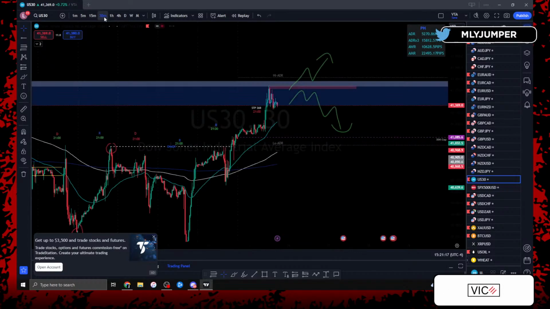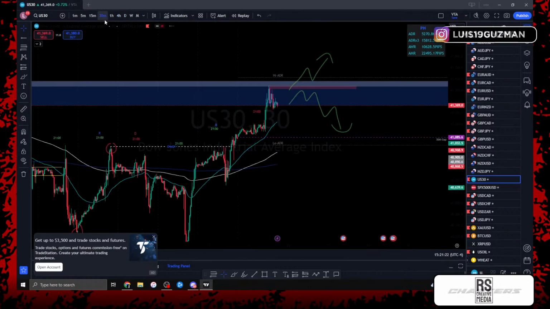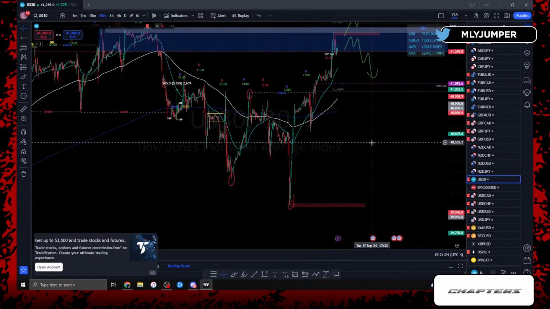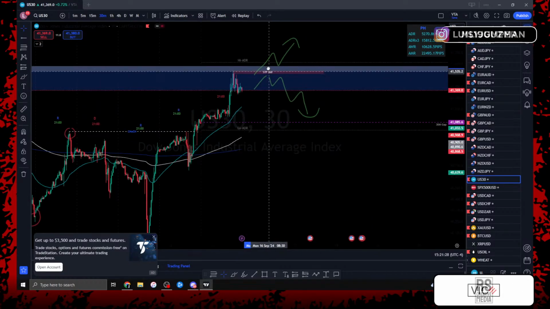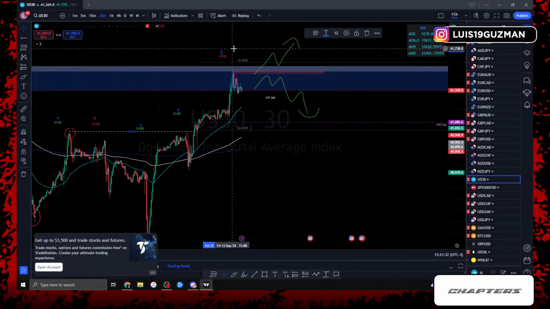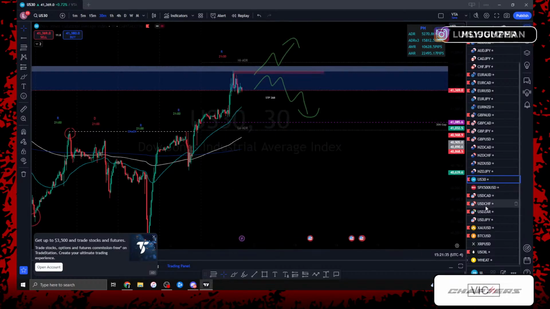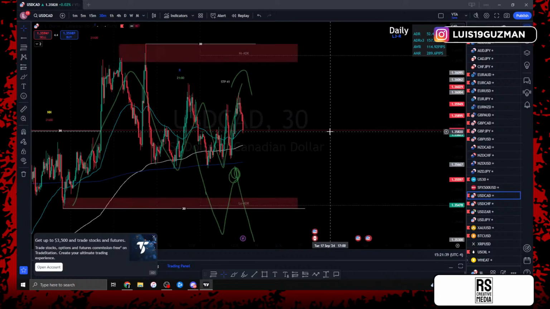We have no engulfing candles in the daily, in the 4-hour, in the 1-hour. There's no engulfing candles, so we just gotta wait for market structure to kind of let us know what price wants to do, and then we'll take it from there.